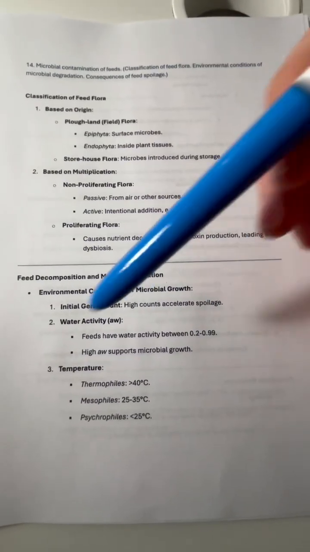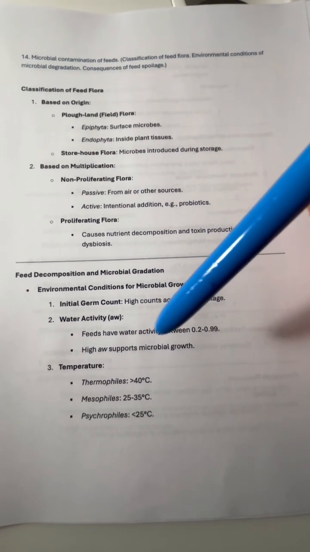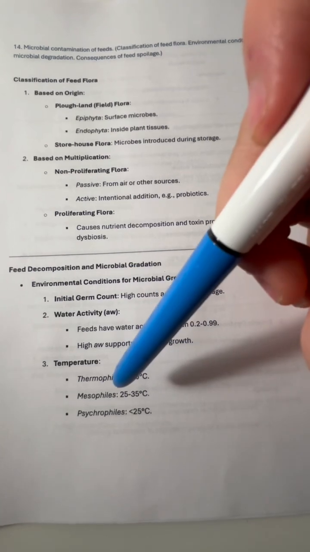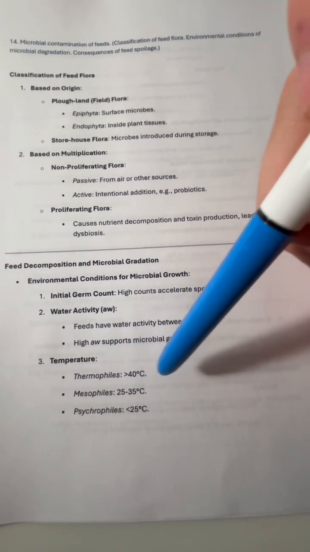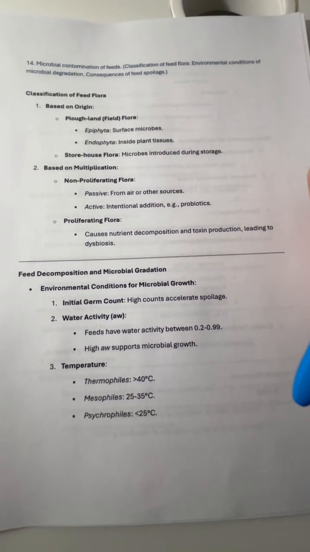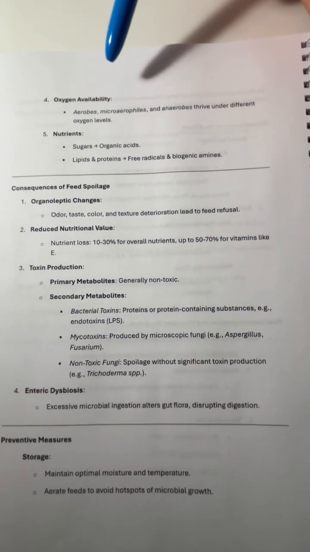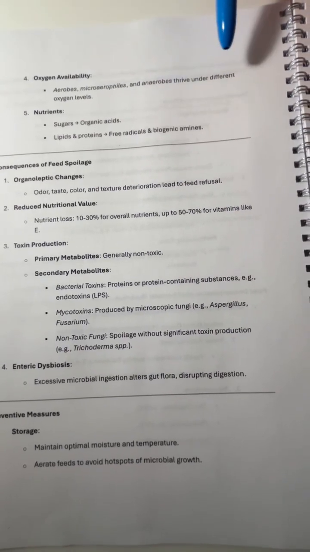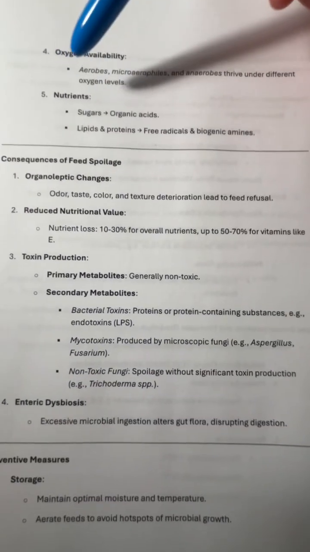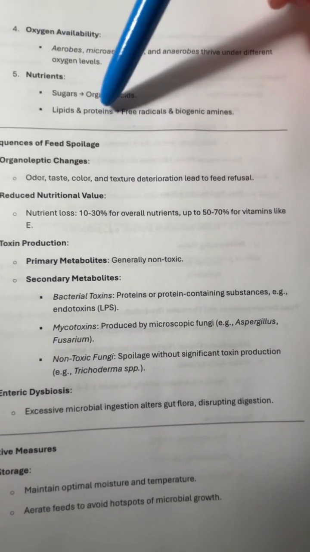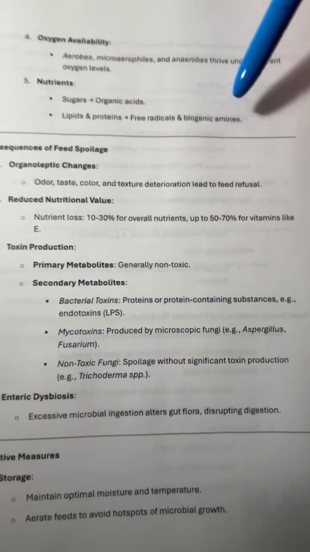And then different temperatures can support microbial growth. Thermophiles want above 40 degrees Celsius, mesophiles between 25 to 35 degrees Celsius, and psychrophiles below 25 degrees Celsius. Oxygen availability is another factor. Aerobes, microaerophiles, and anaerobes thrive under different oxygen levels. Nutrients are another factor. Sugars lead to organic acids, and lipids and proteins lead to free radicals and biogenic amines.